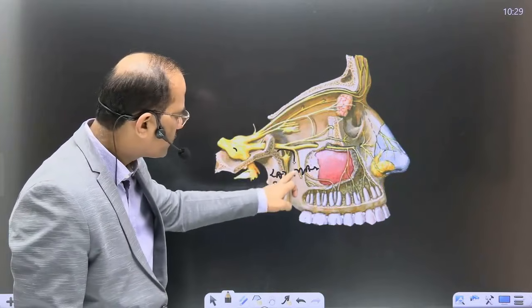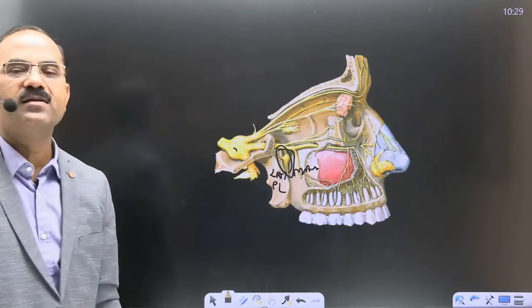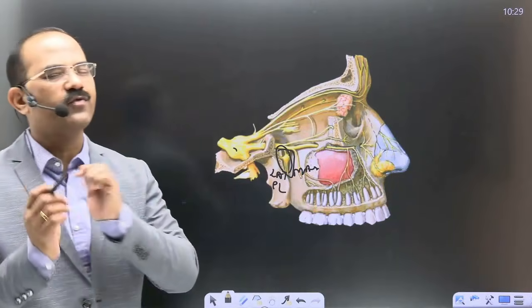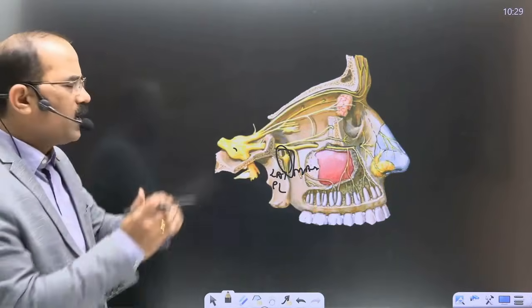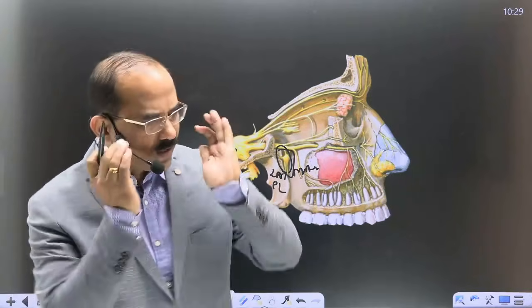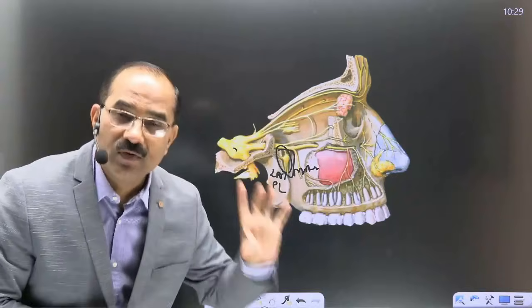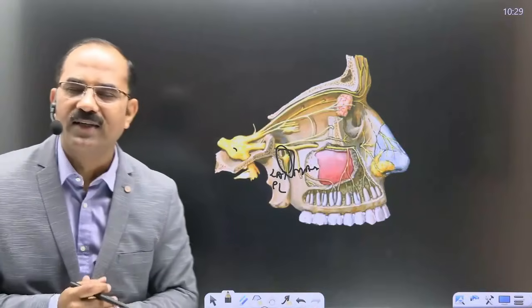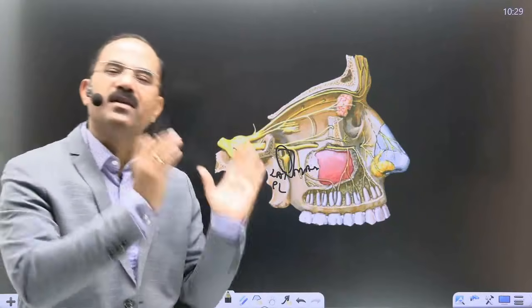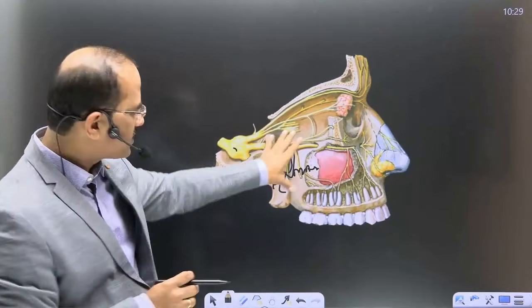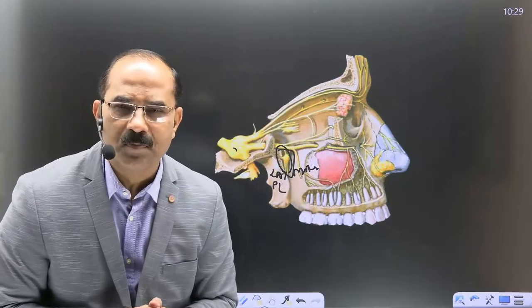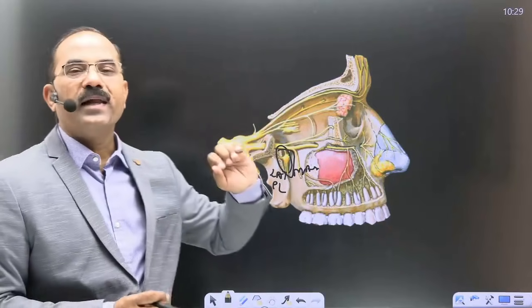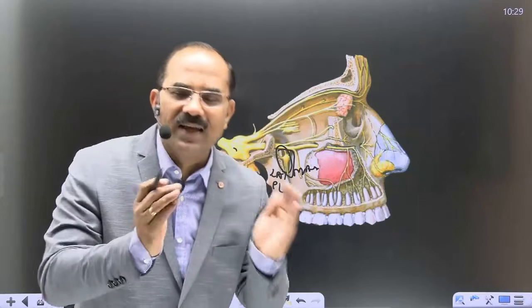What is this fossa known as? This is the pterygopalatine fossa. So from the infratemporal fossa, if I look on the medial aspect, what do I find? I find the pterygopalatine fossa lying between the maxilla and the pterygoid plate. That's the pterygopalatine fossa. Following this, now in this pterygopalatine fossa, there's someone who's staying there.